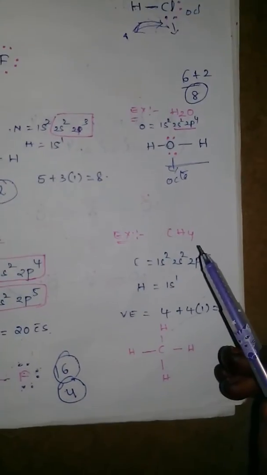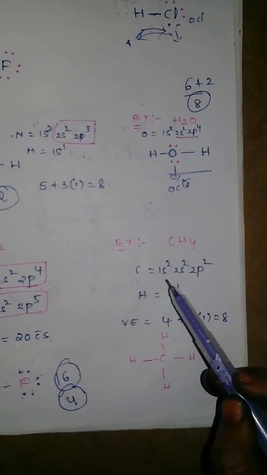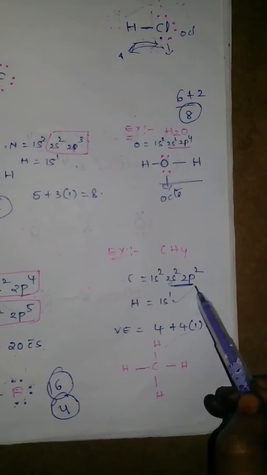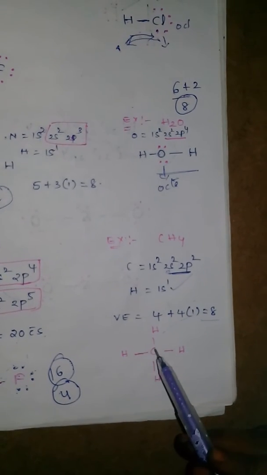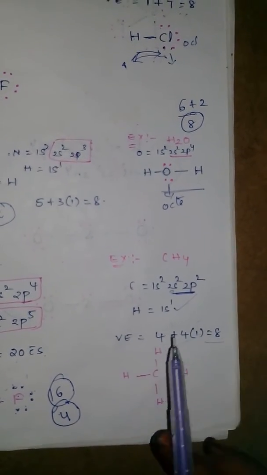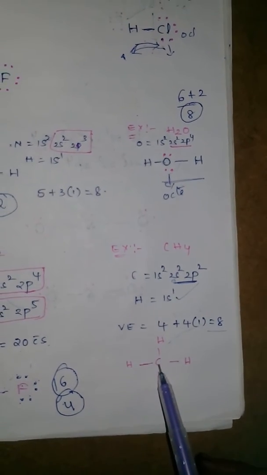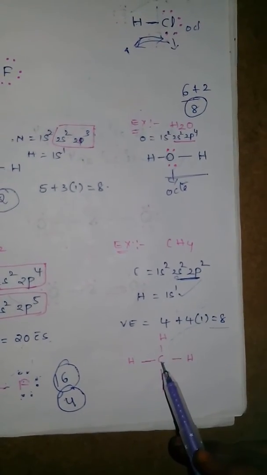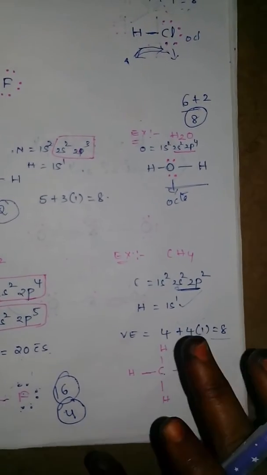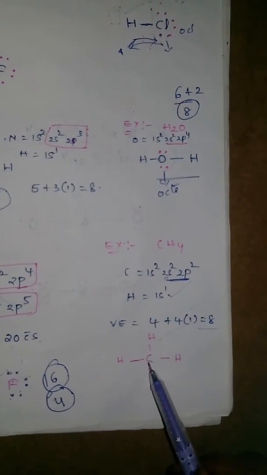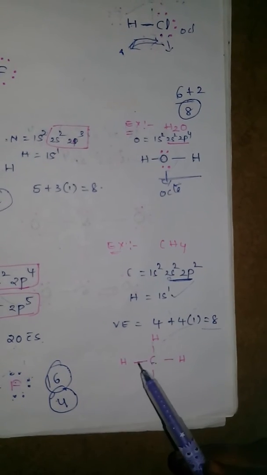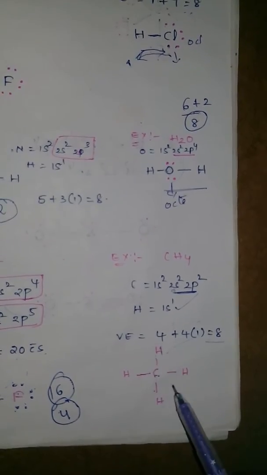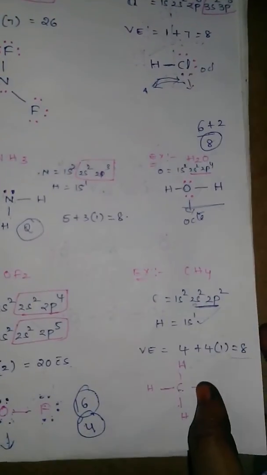And the structure for the CH4 molecule. Carbon has 4 valence electrons and hydrogen has 1 valence electron each, total 8 electrons. Hydrogen is never taken as a central atom, so carbon is taken as the central atom. Total 8 valence electrons: 1, 2, 3, 4, 5, 6, 7, 8. Carbon attains the octet configuration and hydrogen attains the duplet structure by mutual sharing of electrons.